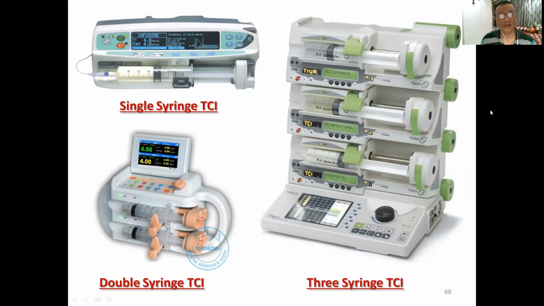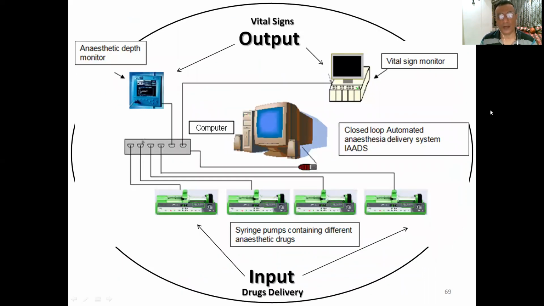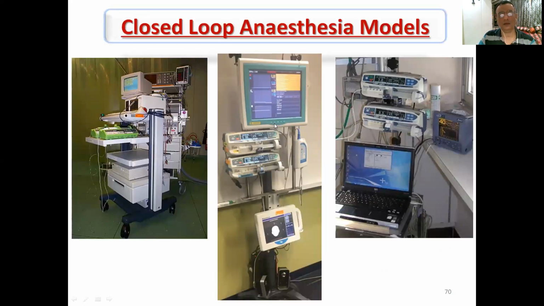We have seen one syringe TCI. This is a double syringe and a 3 syringe TCI. In this 3 syringe TCI, you can see that propofol, fentanyl, remifentanil, and vecuronium can be given simultaneously through one line only and with one computer. And this is closed loop anesthesia, where the computer is in between, the output is the monitors and the input is the drugs. From the monitor, this will decide the dose of the drug through the computer. So this is closed loop anesthesia.